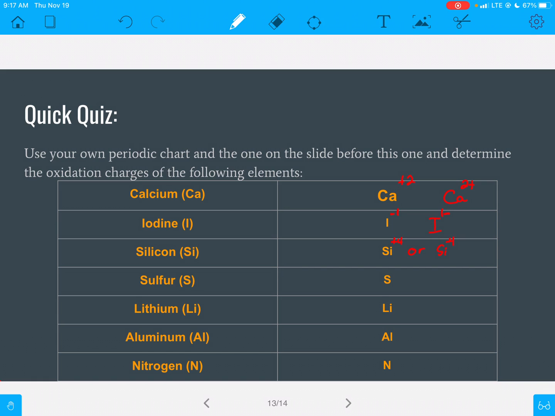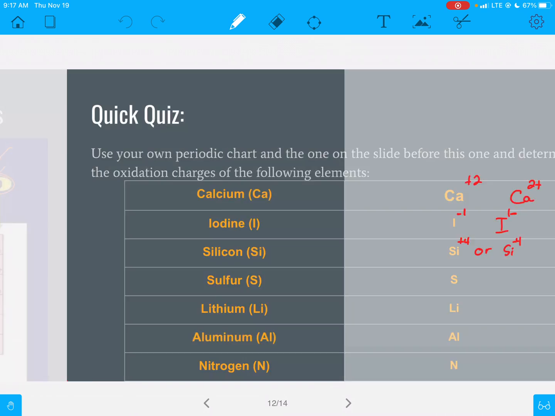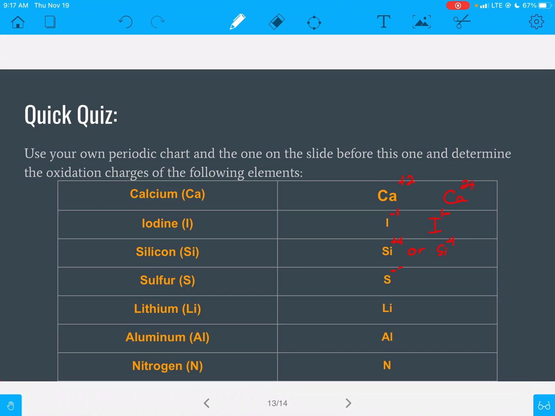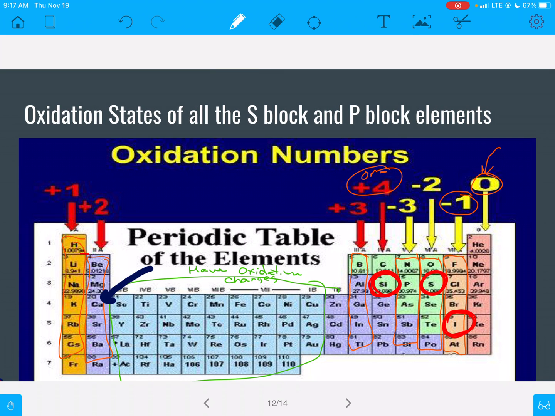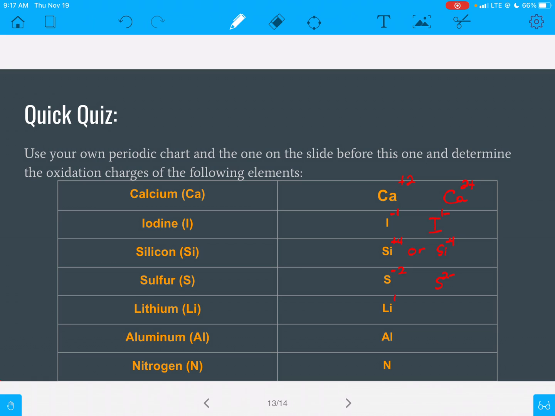Let's see, sulfur. Where's sulfur at? There's sulfur right here. Sulfur is in group 16. So that means it's going to have a -2 charge. Or we could write sulfur with a 2 minus charge. Either way. Lithium, let's find lithium real fast. I think you guys probably know where that is already. Lithium's clear over here. It's in group 1. That means it has a +1 charge. So I come over here and I write +1 charge. Or I could write lithium with a 1+ charge. Either way.